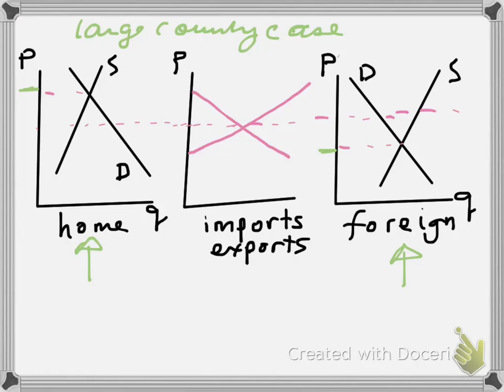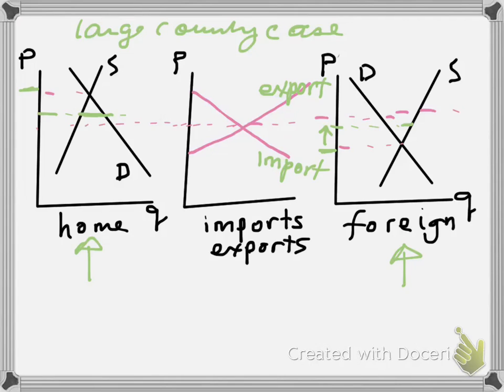So when they can trade, as the price goes up, the foreign country has an excess of supply over demand, and so that's their export supply curve. So we see that right here. And the home country, for different prices, as we see here, for example, they'll have a demand greater than supply at that price, so that's their import demand curve.